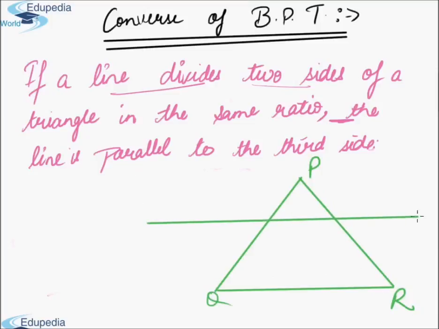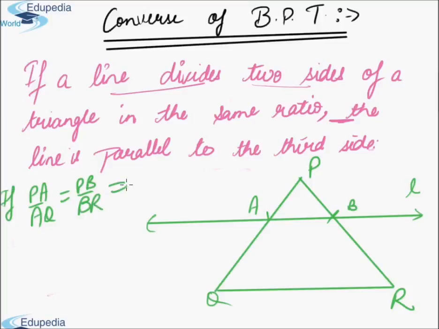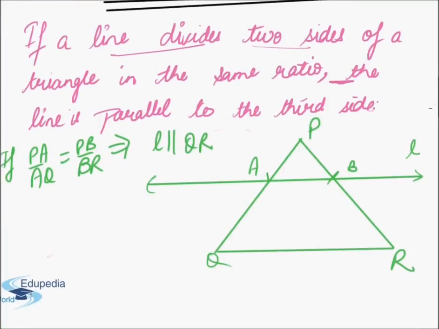and we have a line L such that it intersects the sides PQ and PR at A and B, then if PA over AQ equals PB over BR, this will imply that L is parallel to QR. In BPT, we have learned that if L is parallel to QR, then this proportionality will be maintained. So clearly it is the converse of BPT.